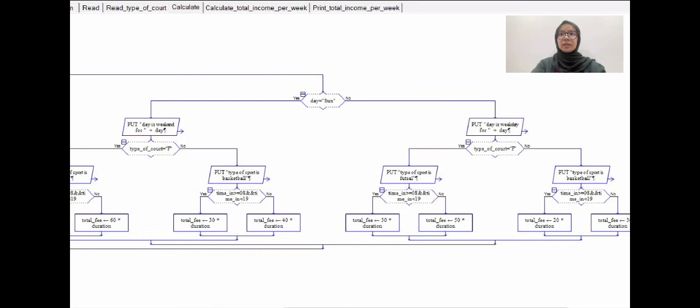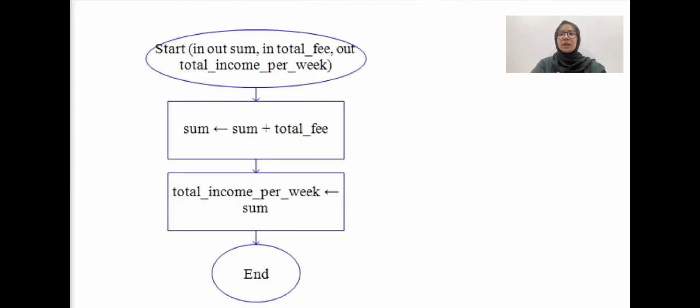And then for calculating the total income per week, we have put the sum equals to sum plus total fee. Sum plus total fee shows the incrementation for this looping process because we have collected all the data for the users that have come to our sport court. And then we change the sum into total income per week to make it clearer that our sum is actually our total income per week.